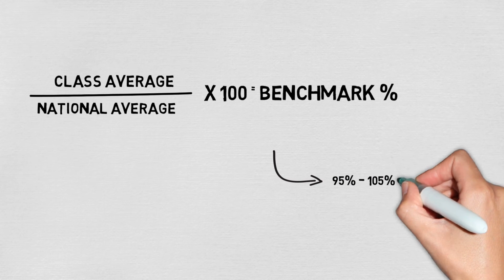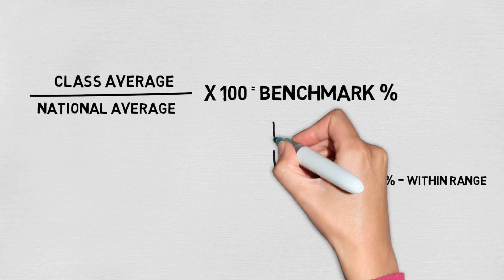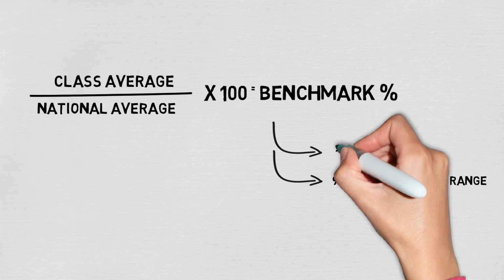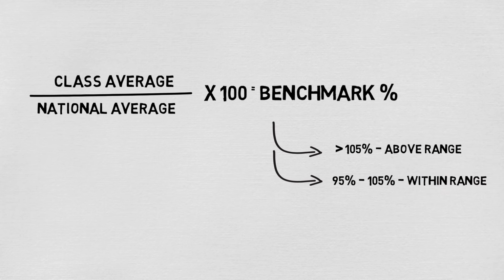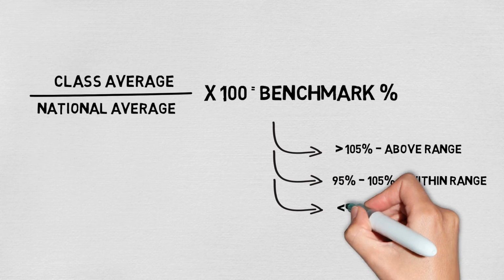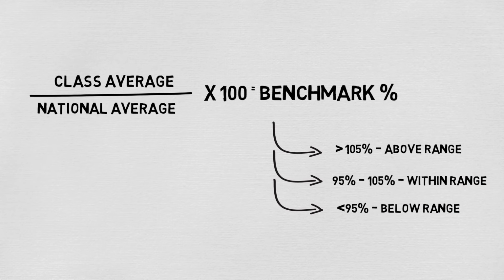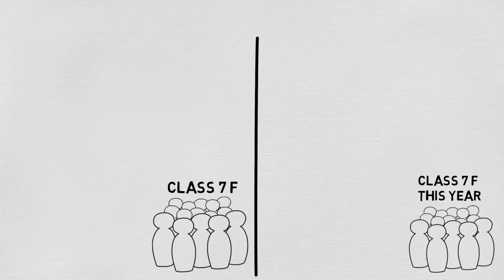If the value is between 95 to 105%, the class is considered to have performed within the national average range. If their performance is greater than 105%, it means they have performed above national average range. If the class has performed below 95%, it means they have performed lesser than the national average range.